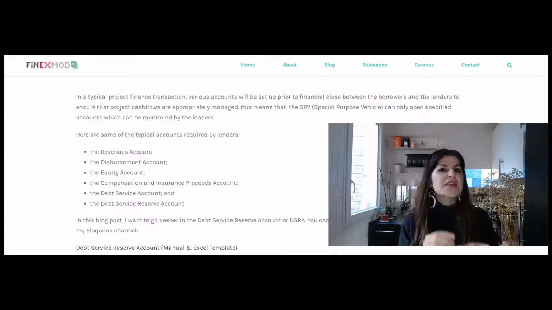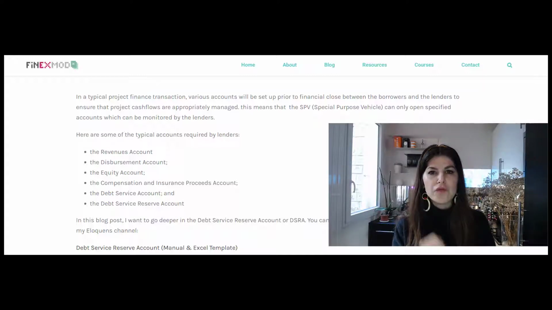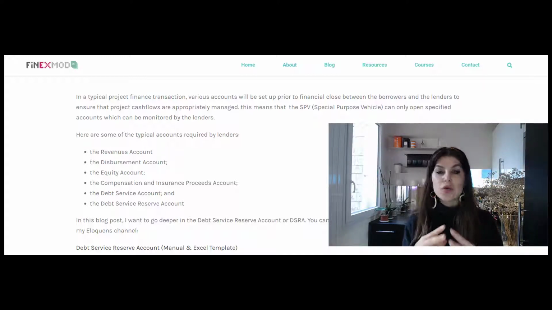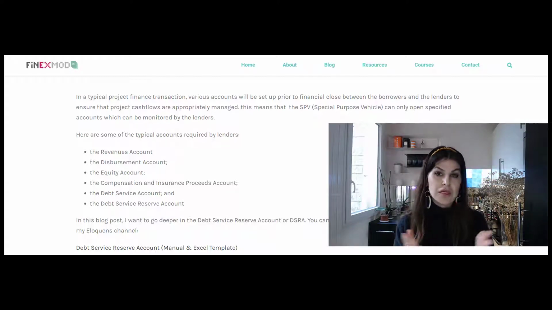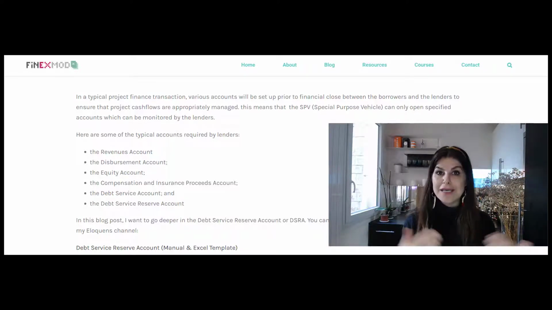Because there are no other securities than the projected cash flows, and there is a lot of uncertainty attached to these projections, one way to secure liquidity is to establish what we call a debt service reserve account. That's one of the requirements of lenders in a project finance deal. Today we're going to discuss the issues related to the debt service reserve account when it comes to term sheet negotiation and the modeling behind it.